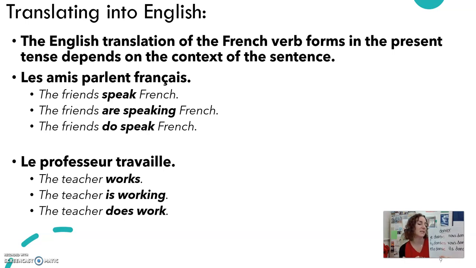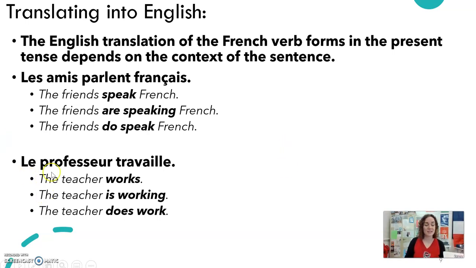It emphasizes what's happening right now. Or I could also say I do dance. If somebody said, vous dansez? Do you dance? I could say, oui, je danse. Yes, I do dance. In English, we can say I dance, I am dancing, I do dance. In French, it's just this.